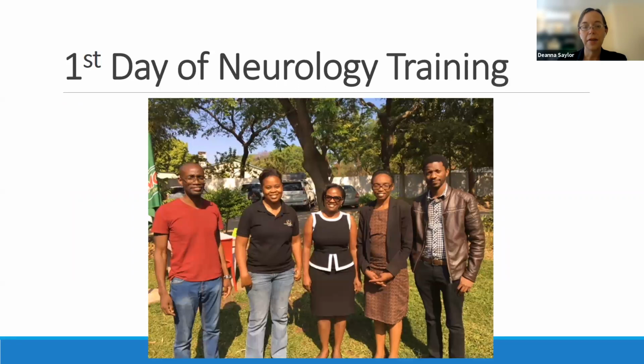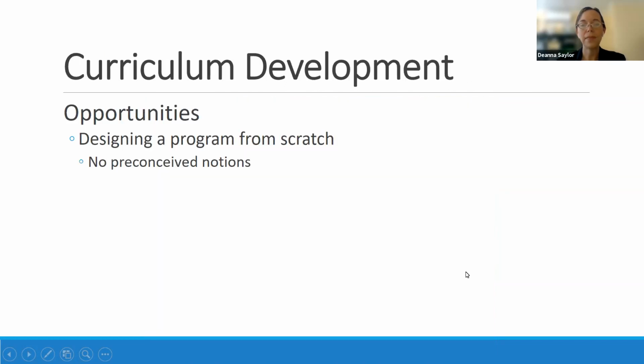So this is a picture of our first group of neurology trainees that began neurology training with us back in October of 2018. These two women in black in the middle were our first pediatric neurology trainees. This is Infama Kawatu and Lisa Nkole. And then the other three were our first adult neurology trainees. So we have Stanley Zimba, Lorraine Chishimba, and Mashina Chamba.